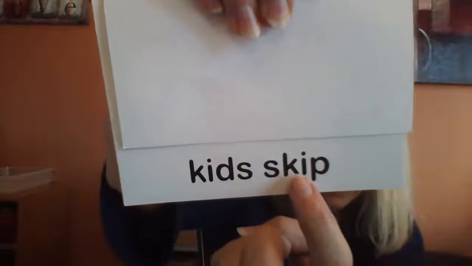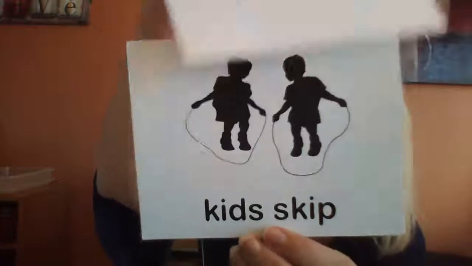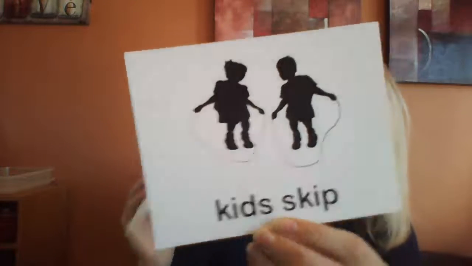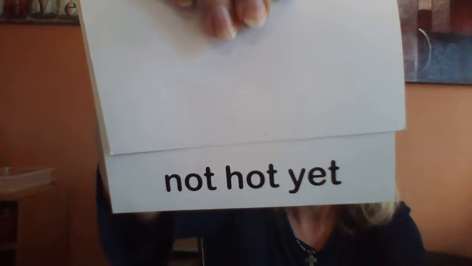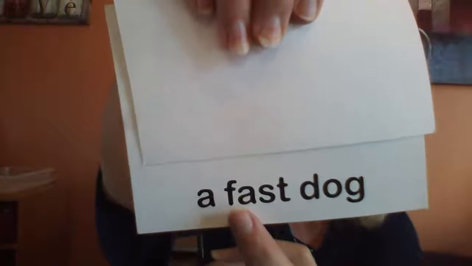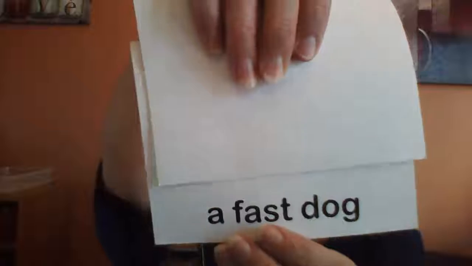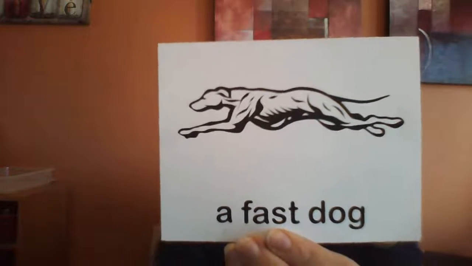Kids skip. Can you guys jump rope? It's one of my favorite things to do. This one's a wintertime one. Not hot yet. Okay, let's do one more. A fast dog. You guys know what those running dogs are called? Greyhounds. Greyhounds are dogs that are extremely fast.